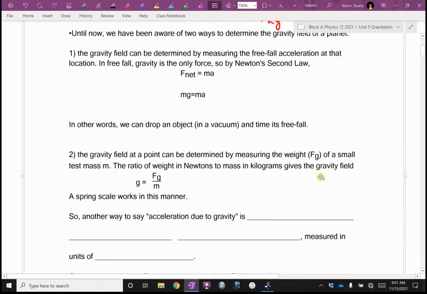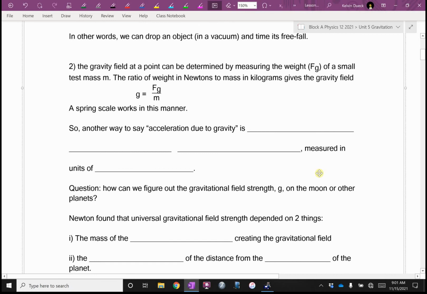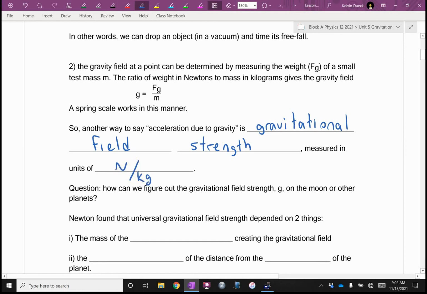So, Alexis, what I really want you to realize is this. Another way to say acceleration due to gravity is gravitational field strength, which is probably a better description, measured in newtons per kilogram, which also is the same, it turns out, as meters per second squared. So you okay with that little changing that 9.8 to mean something a bit different, but still the same?